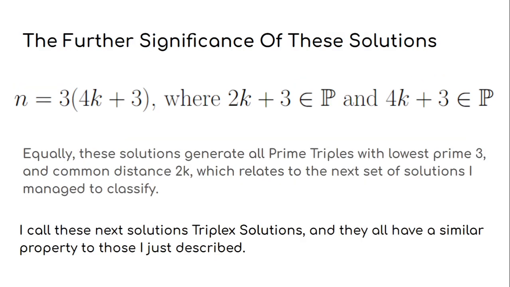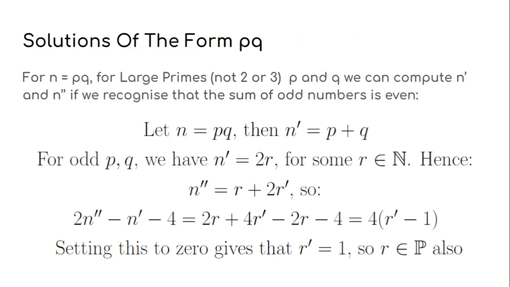For my final proven class of solutions, the derivation is a little more involved. Let us now consider n as a product of two different odd primes, p and q. We can compute n prime easily, which is just p plus q, but we then appear to be stuck. Note, however, that because we said p and q are odd, their sum must be even. Let's say p plus q is 2r for some natural number r. Using this, we can now compute the second derivative, which ends up being r plus 2r prime.